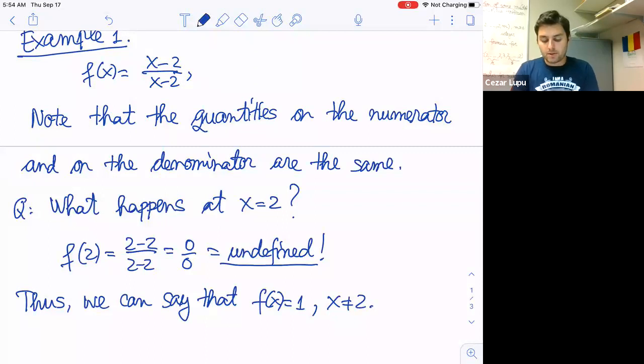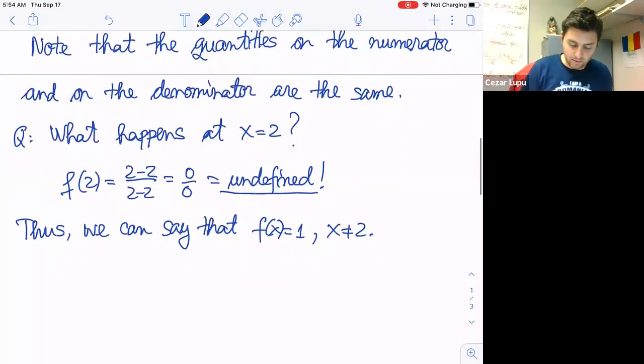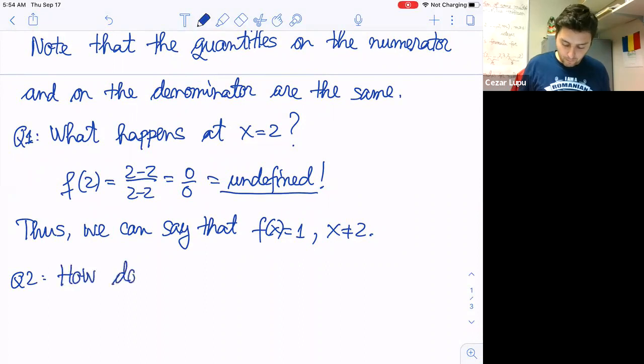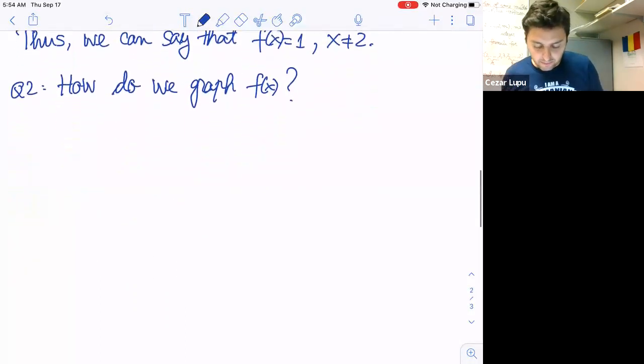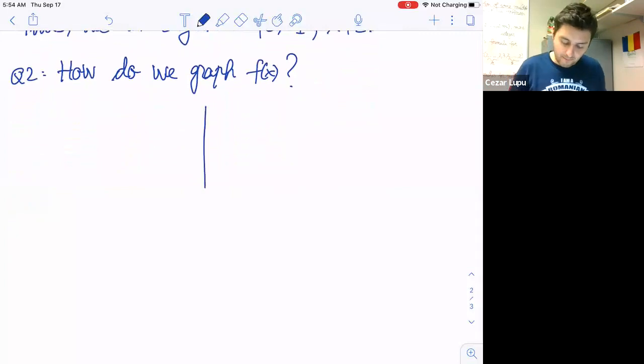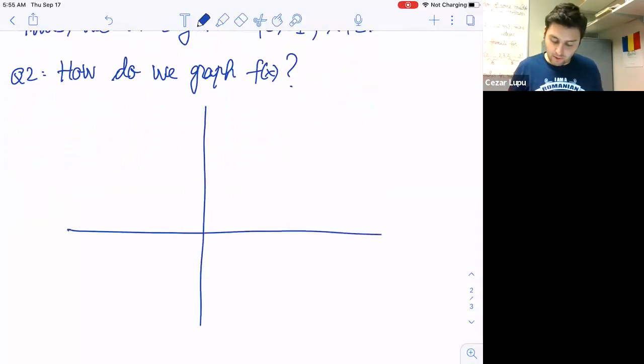Now we would like to understand this function. How do we graph it? So this is question 1. Question 2, how do we graph f of x? All right, let's draw something here. I'm going to have the following picture.